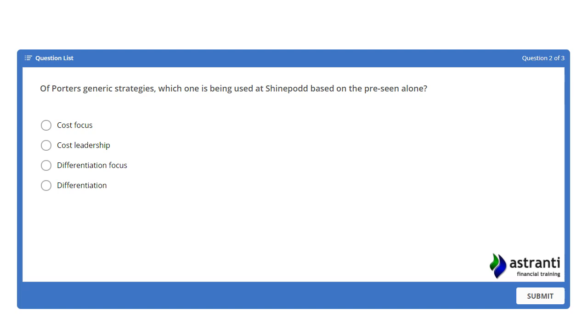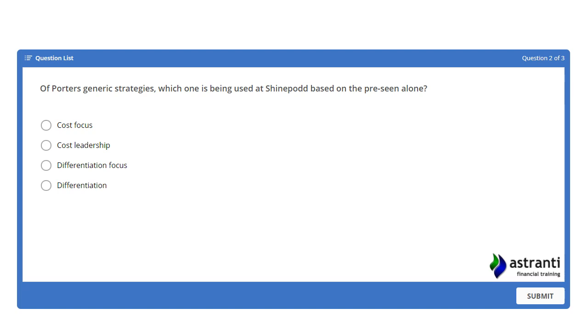So they are a mass market company, it sells coffee to lots of different people all over the world. So we can pretty much rule out the focus. They're not focusing on a very specific, very niche market. They are appealing to as many people as they can. So we can eliminate the cost focus and the differentiation focus, which means we're left with cost leadership or differentiation.